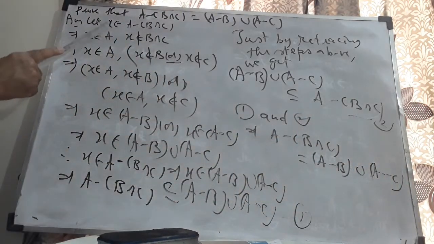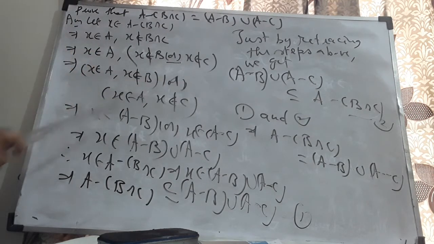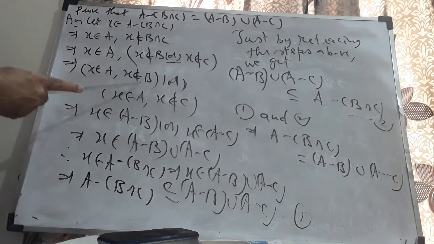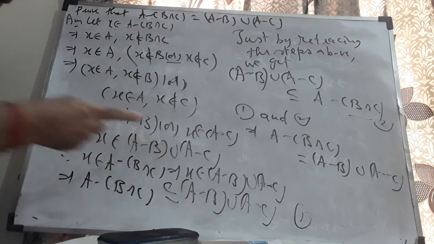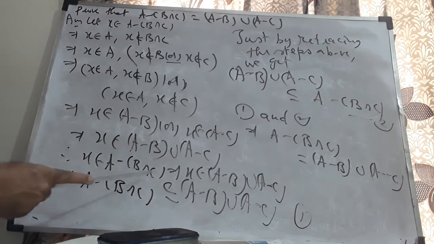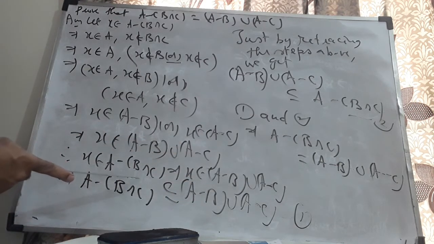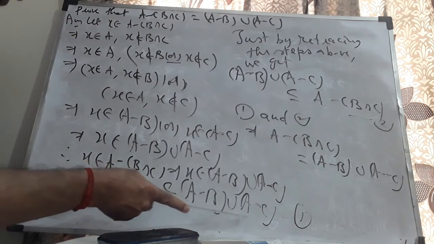Let me explain once again. X element of A minus B intersection C implies X element of A, comma X not in B intersection C. Implies X element of A, not in the intersection means it won't be in B or in C. If it is not there in one of them, it won't be there in the intersection. I can split it as X element of A, comma X not in B, or X element of A, X not in C. So X element of A minus B or X element of A minus C implies X element of the union A minus B union A minus C. Or X element of A minus B intersection C implies X element of A minus B union A minus C. X being an arbitrary element, I mean to say LHS A minus B intersection C is a subset of A minus B union A minus C.